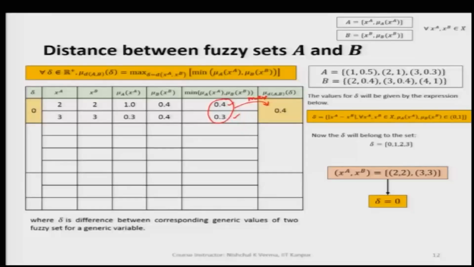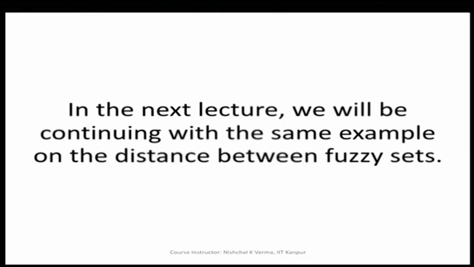By now we have understood how we can compute delta, and this way we can go ahead and compute delta equal to 1, 2, 3 if these deltas exist. Since the time is up, I will continue the rest of the discussion of this example in the next class. Thank you very much.